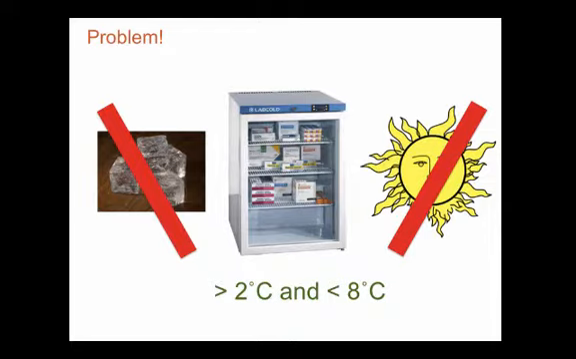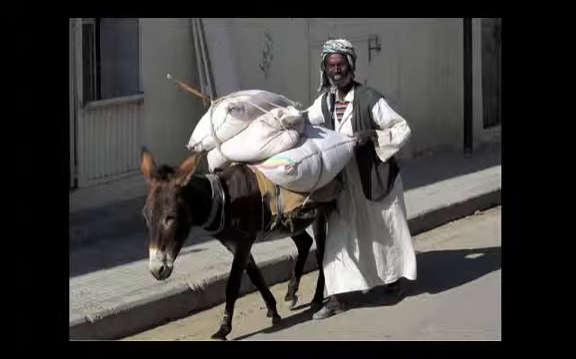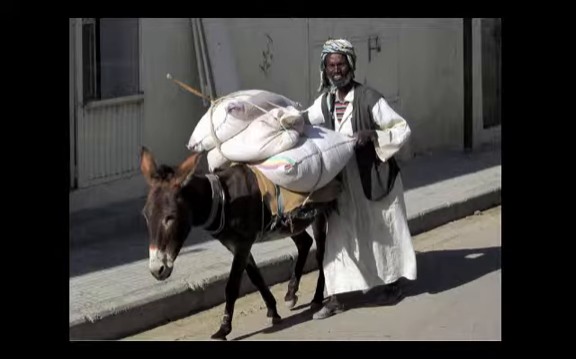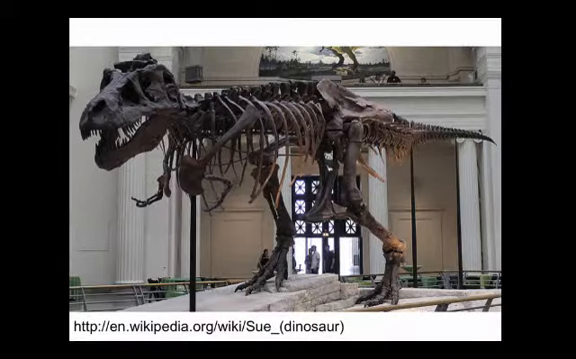Well, as most of us know, power goes out here in Portland. So your fridge dies. So you have to throw away all of your vaccines. But much more importantly, most of the world doesn't have fridges like this. Vaccines get delivered on the back of a donkey. So how do we deal with this problem? How do we get the vaccines out to the people who really need it?